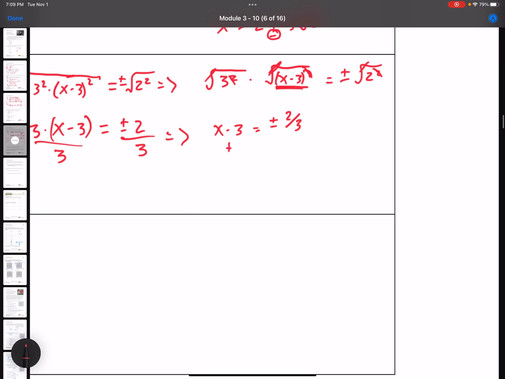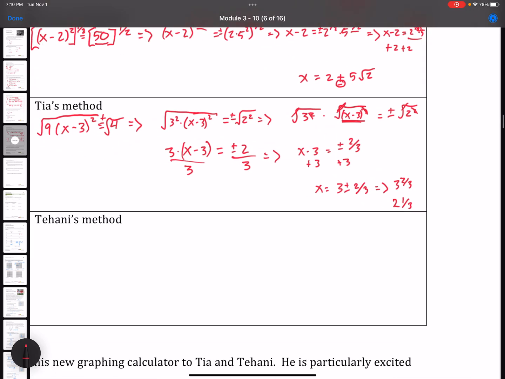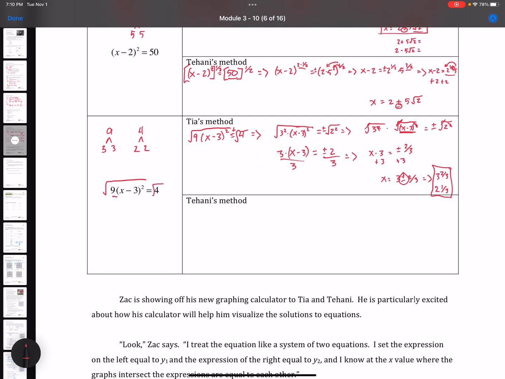I'll have to add 3 to both sides, and I get x is equal to 3 plus or minus 2/3. Now you could simplify that to make it some mixed numbers if you like. It'll be more exact, so it would be 3 2/3 or 2 1/3. So you could do either one. That is 2 1/3, not 2 to the 1/3 also. But that's what we get. Okay, 2 solutions, right? That plus or minus gives us 2 solutions.